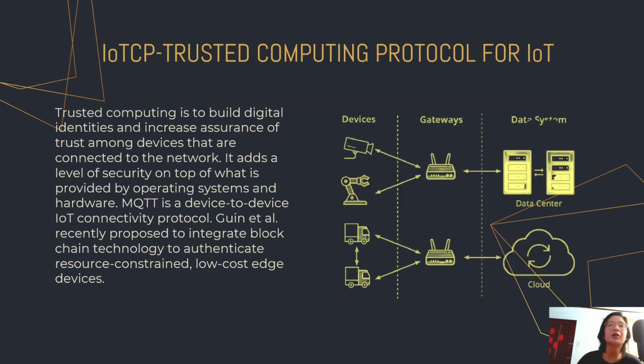IoT-TCP: Trusted Computing Protocol for IoT. Trusted computing is to build digital identities and increase assurance of trust among devices that are connected to the network. It adds a level of security on top of what is provided by operating systems and hardware. MQTT is a device-to-device IoT connectivity protocol. Yin et al. recently proposed to integrate blockchain technology to authenticate resource-constrained, low-cost edge devices.